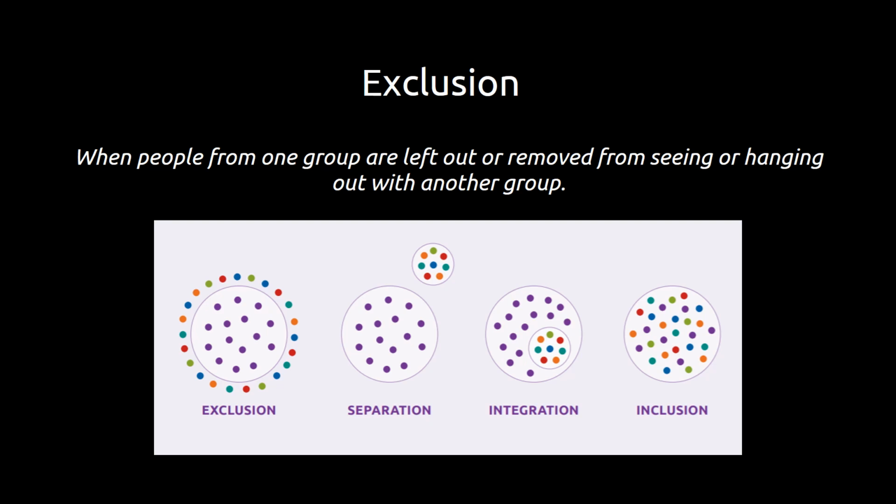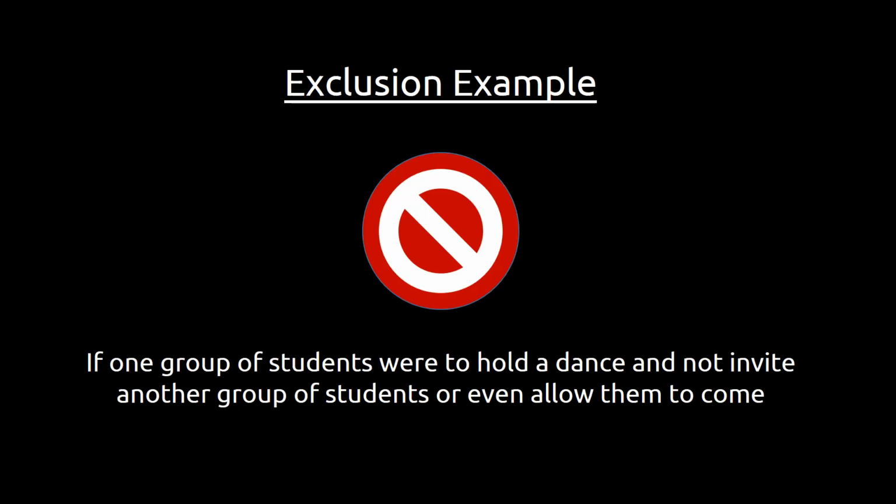Can you think of an example of exclusion? Pause the video and take a moment to think and write any notes you have. Now that you've had time to think of your example, here is our example. If one group of students were to hold a dance and not invite another group of students or even allow them to come, this would be exclusion.